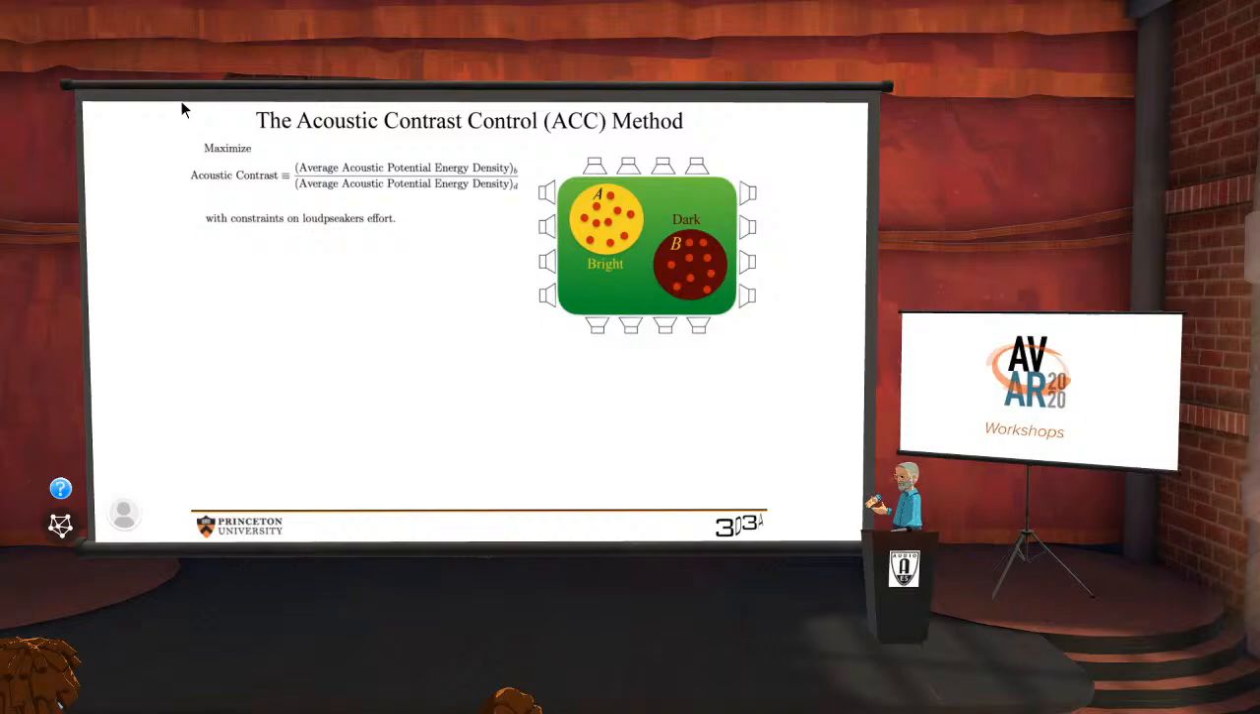That first sentence is a fancier, more accurate description. We're talking about the average acoustic potential energy density, but we're going to call it energy. And there is a small subscript there in the numerator. It's hard to see on these pixelated view graphs. It's small b for bright.